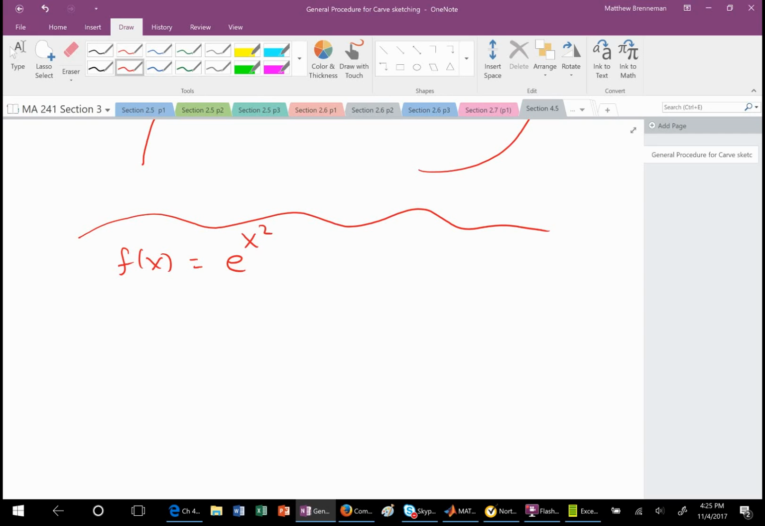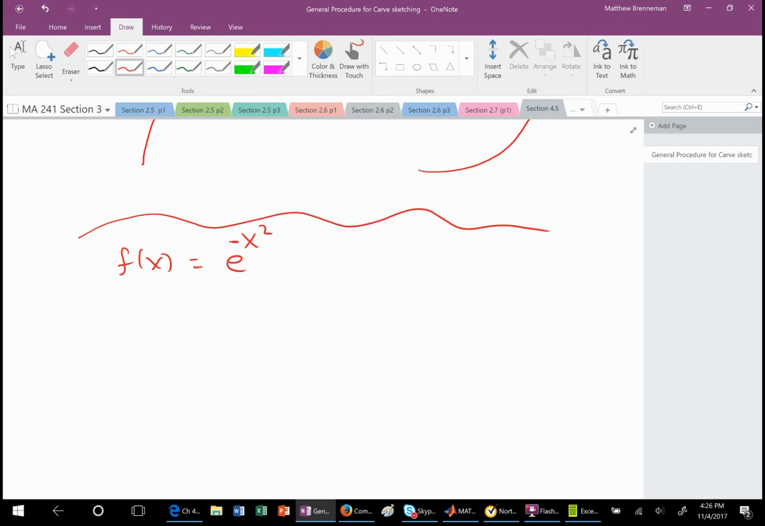Does anybody know what this function is, by the way? Has anyone ever seen this? Oh, I'm sorry. I wrote x squared, it should be minus x squared. F of x equal e to the minus x squared. Has anyone ever seen this function before? Does anyone know what this is? Yeah, Tobias, what do you think? But you guys wanted applications.